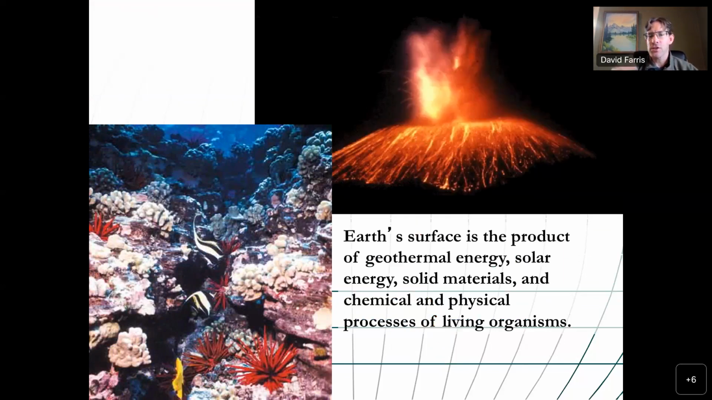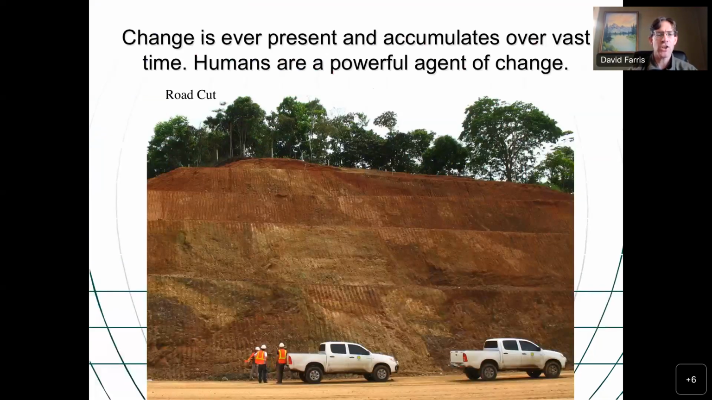And so the surface of the Earth is really a product of all of these different interacting things. We've got the solid Earth, we've got things like erupting volcanoes, we've got things like life that are changing our planet. So we've got an erupting volcano and a coral reef here. Change is happening all the time, but humans are also powerful agents of geologic change.